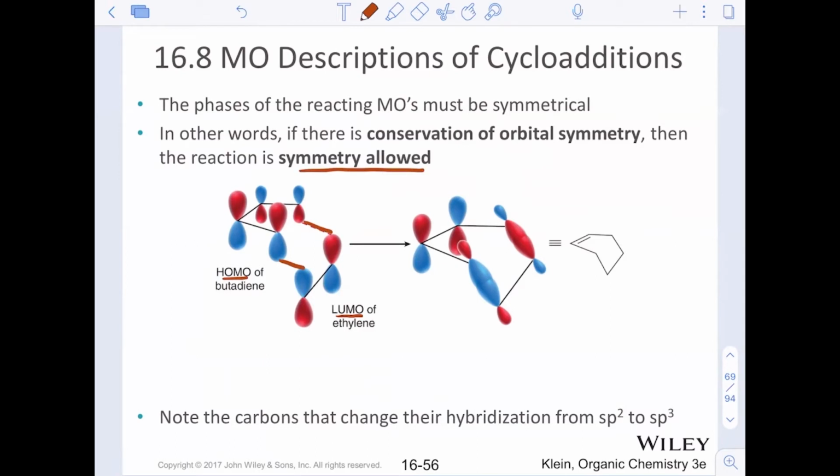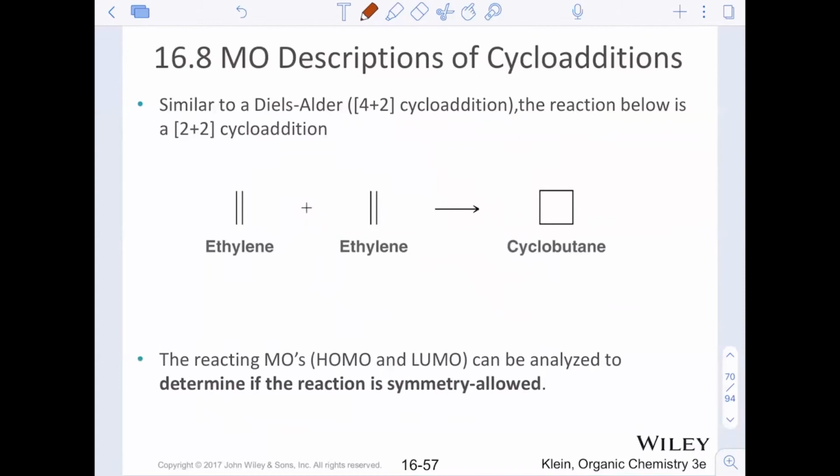I would always tell you which HOMO and which LUMO to use. You just might need to be able to line them up and say, is symmetry allowing? And we'll have a lot more practice in class. Similar to the Diels-Alder, the 4+2 cycloaddition, the reaction below here with a 2+2 cycloaddition is very, very similar, okay? So what we've added was these 2 new sigma bonds of cyclobutane.